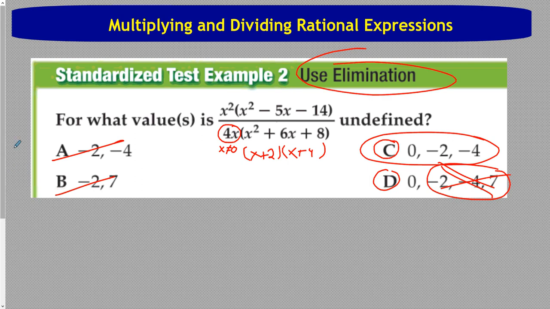When you're tackling these multiple choice questions, do whatever you can to reduce the number of options before you even start doing any real math, or any computation, I should say.